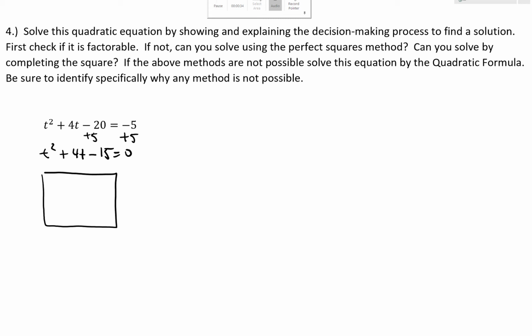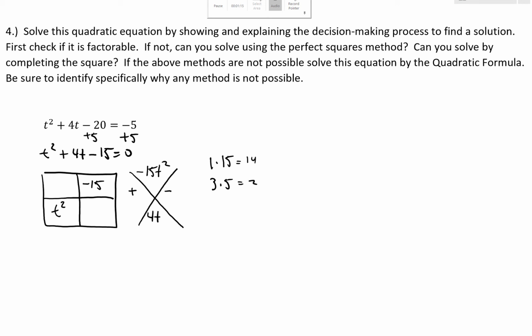So then I am factoring this, so I've got t squared, minus 15. So this is negative 15t squared, 4t. I'm looking for the factors of 15: 1 times 15, 3 times 5. One's going to be positive, one's going to be negative, and I want the combination of factors that are going to add up to be 4. When I subtract these, this is going to be 14, this is going to be 2. So I can't get a combination that's going to be factorable. So this is not factorable.